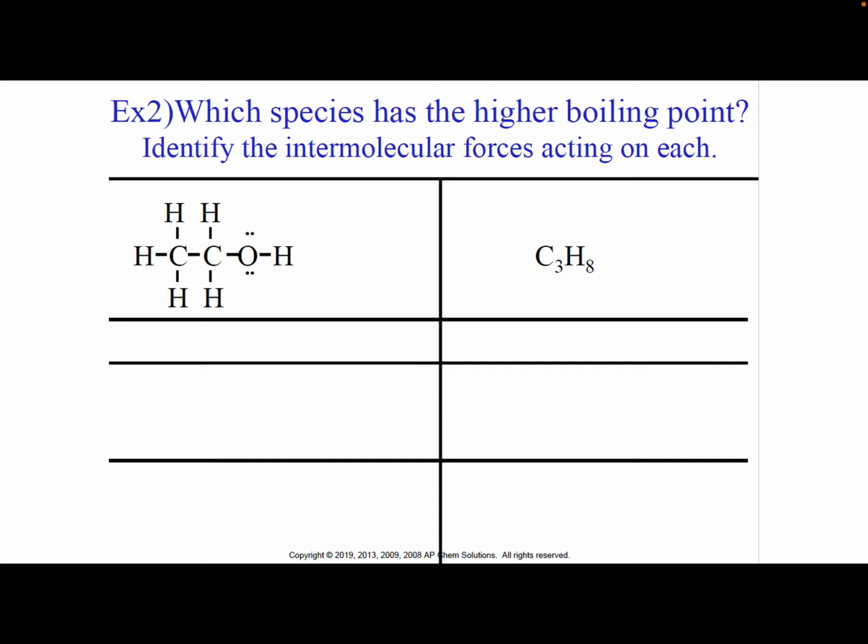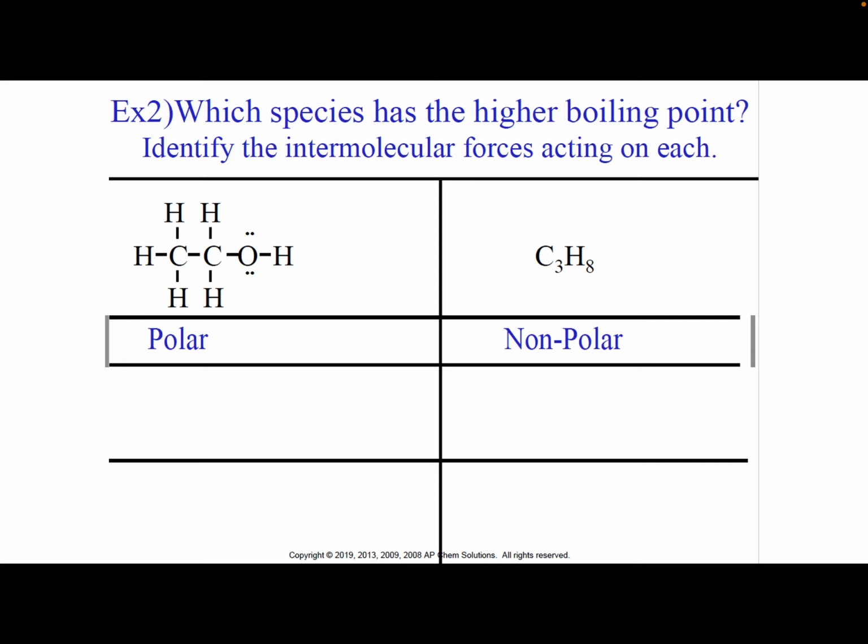All right, C3H8 is non-polar. Is our molecule over here polar or non-polar? I believe our molecule on the left should be polar. Our C3H8 is non-polar. So for our polar molecule, what kind of intermolecular forces? We know that if it's non-polar, it only has London dispersion forces.